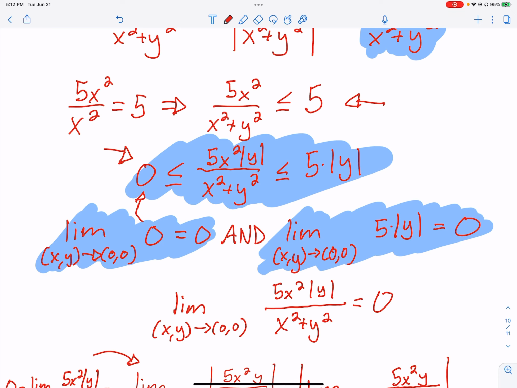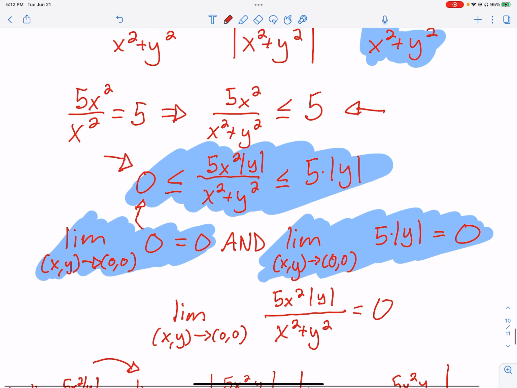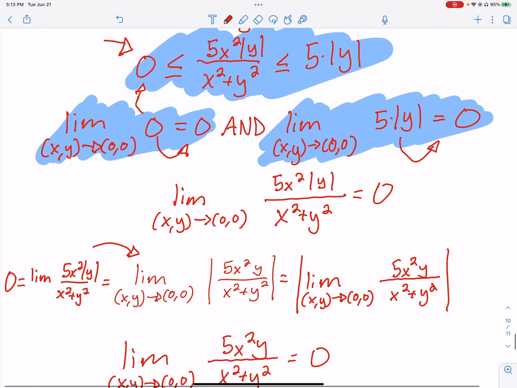Well, since that's true, that means that this middle part is caught between 0 and 5 absolute value y. Always. It's caught in between. So if 0 goes to 0, well, it is 0, and this goes to 0 at a certain point, and the function that was caught between them is always caught between them, and they're both 0, there's nowhere to be besides 0. So that tells me that the limit of this function that has the absolute value is 0. But that's not what we're evaluating.